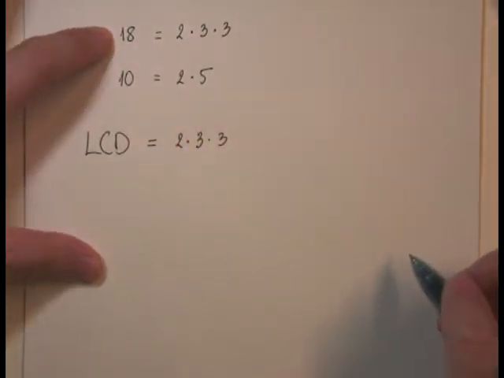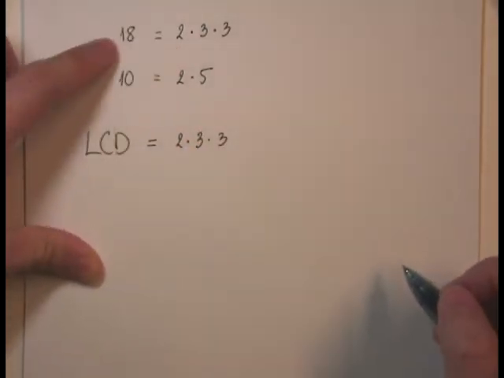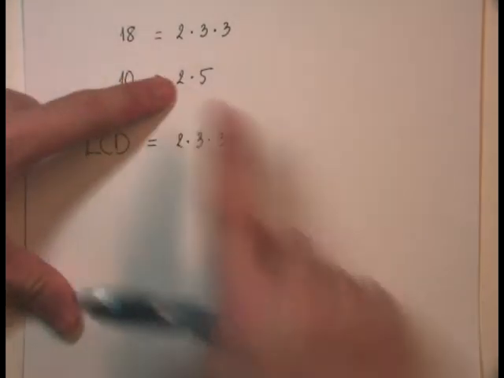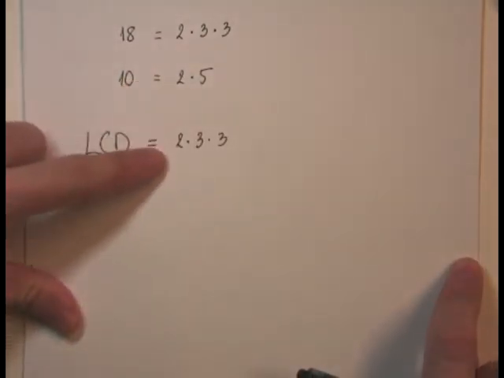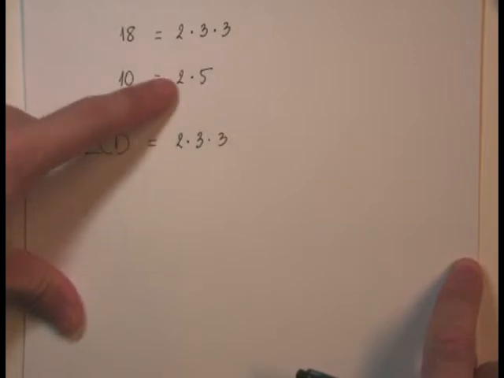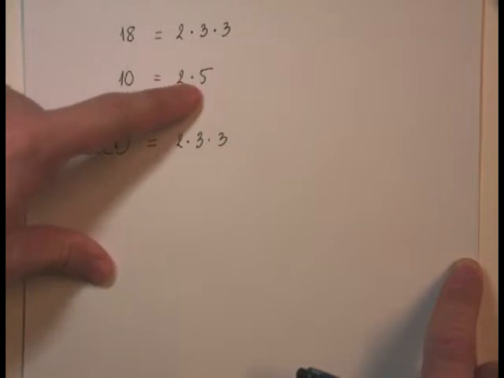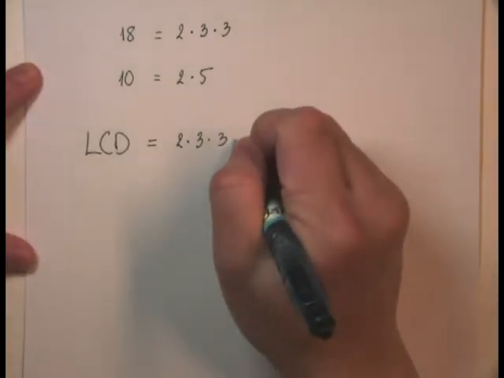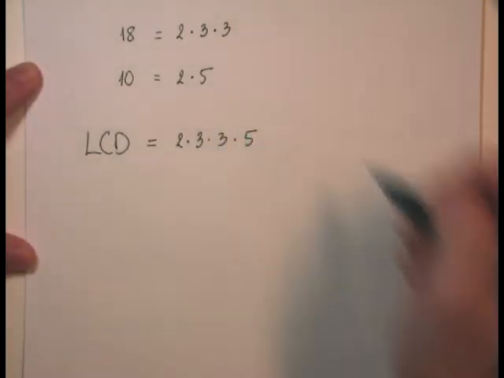And now when I run out of all prime factors in my first denominator, let's look over to the second denominator. The first prime factor, is it already on the list? Yes, it is. So I can skip that 2. I'm looking over to my next prime factor. 5, is 5 already on the list of the LCD? Not yet. So now I need to multiply that 5 into the list.